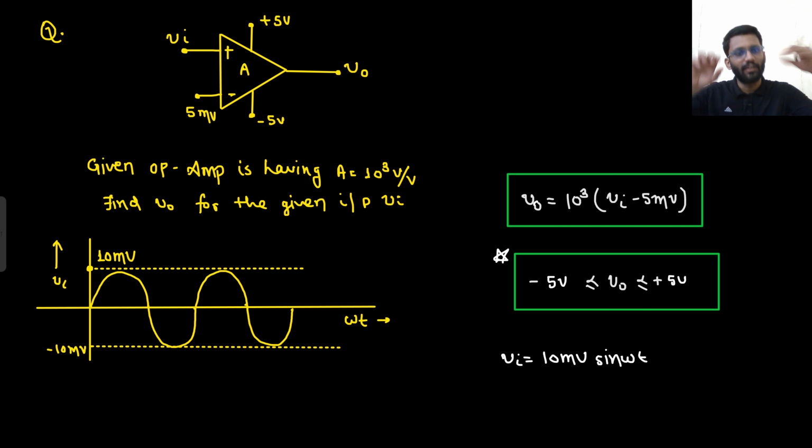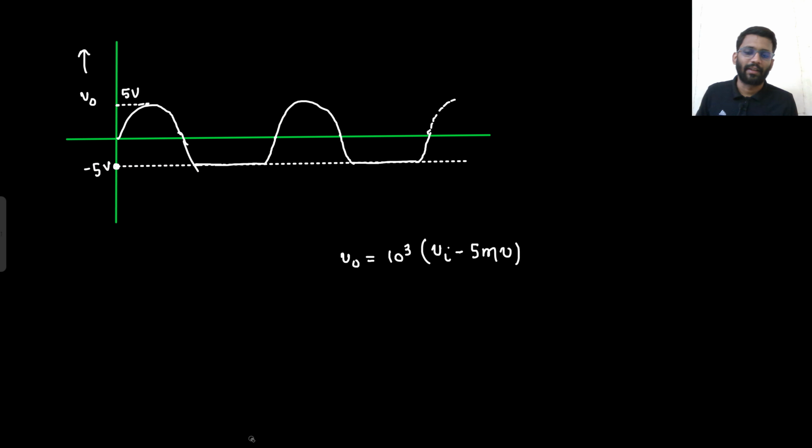Minus 5 volt to 5 volt. So any value greater than 5 volt will be reduced to 5 volt only, and any value below minus 5 volt will be reduced to minus 5 volt only. That's it. So this is how the waveform would look like, right? I can make it look a bit better. Let me pause it and make it better. Okay, so this is how the final waveform will look like.